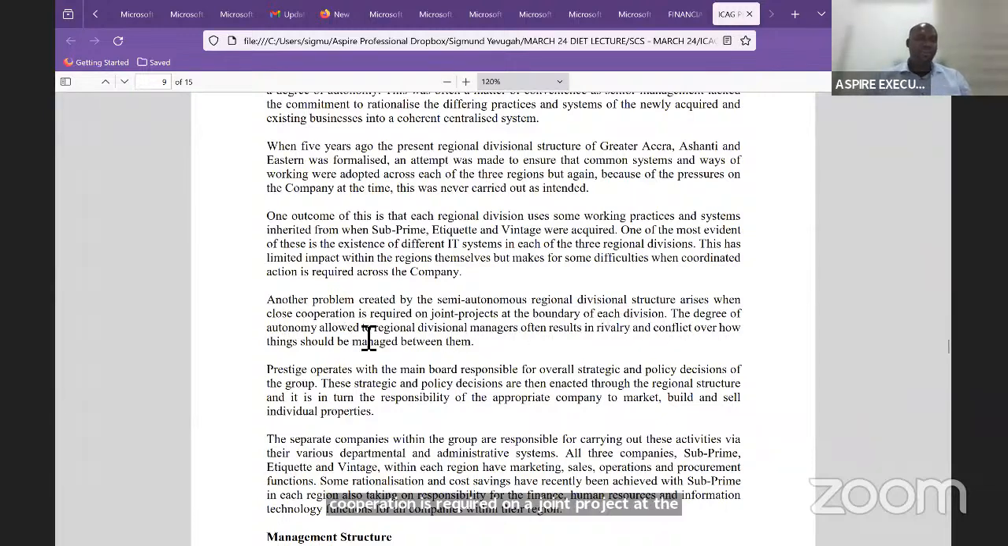The degree of autonomy allowed to the regional division managers often results in rivalry and conflict over how things should be managed between them. So there's clearly conflict between managers, all because the structure currently is ineffective. Exactly. So we need to read on that.